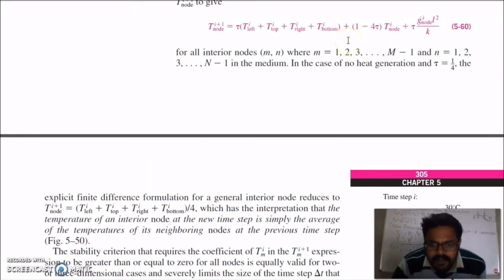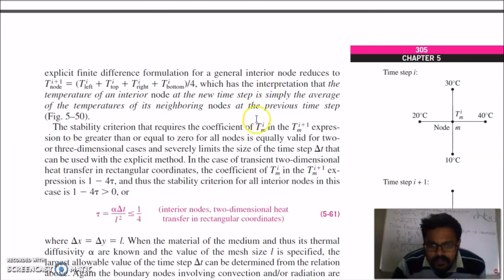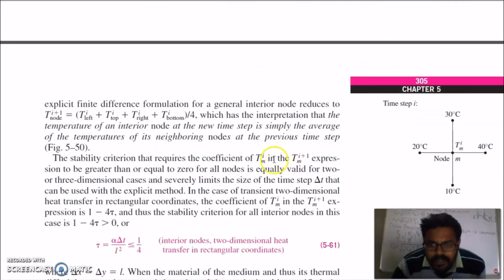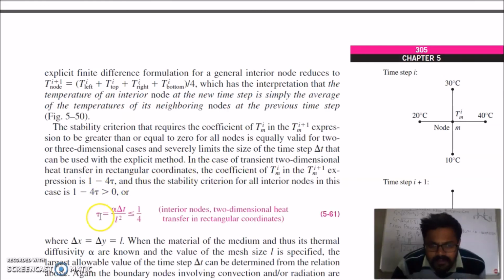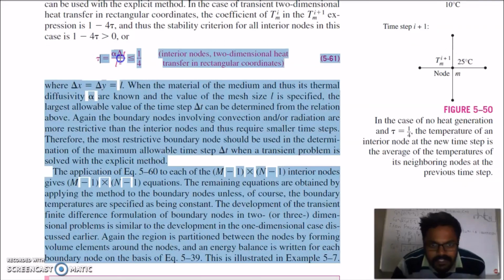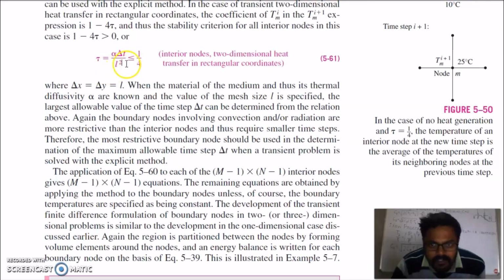And the stability criterion that requires the coefficient of this in this expression to be greater than or equal to 0 for all nodes is equally valid. So here 1 minus 4 tau must be greater than or equal to 0. So it means tau is less than or equal to 1 by 4. So this is the criterion for stability. When the material of the medium and thus the thermal diffusivity alpha are known and the value of mesh size L is specified, the largest allowable value of time step del T can be determined from this relation.